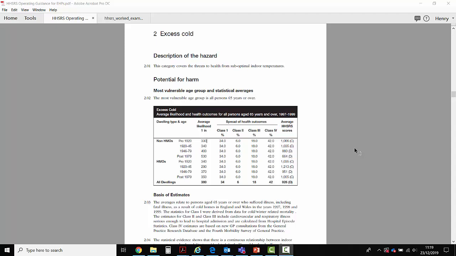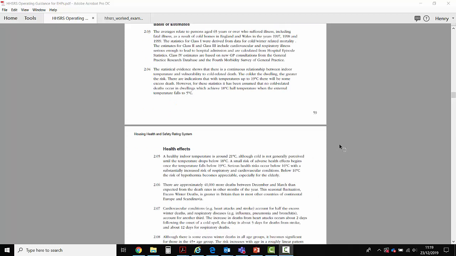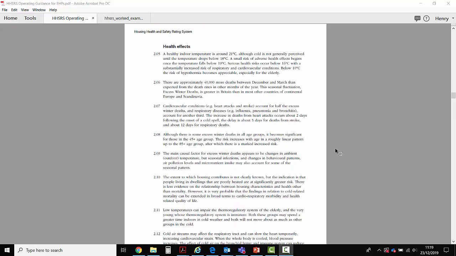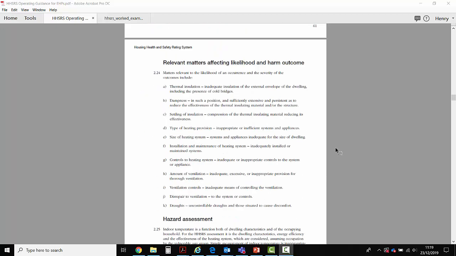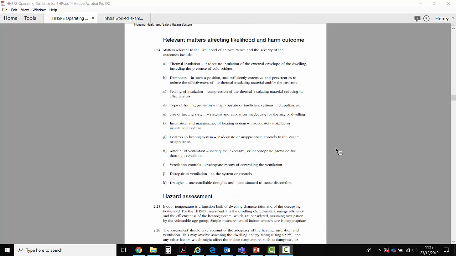And they've got some very useful information which helps you to work out, first of all, what the data is based on, what sort of health effects you get from that hazard, which may not be immediately obvious to you. The sort of causes, preventative measures in the ideal, and then each one of them has a list of relevant matters affecting the likelihood and the harm outcome. So once you've finished your inspection, you've listed all your deficiencies, then you can go through these relevant matters affecting the likelihood and the harm outcome, and you can decide which one of them are going to be relevant to this hazard.